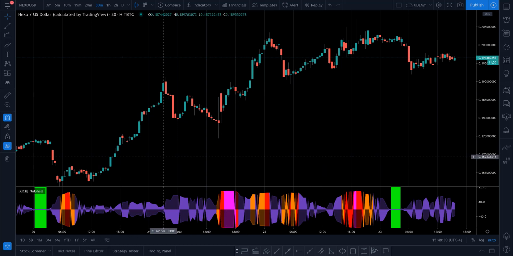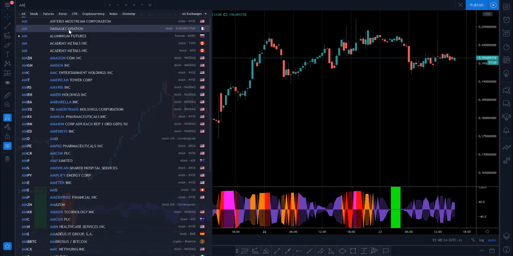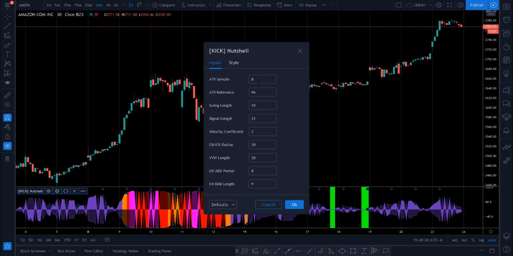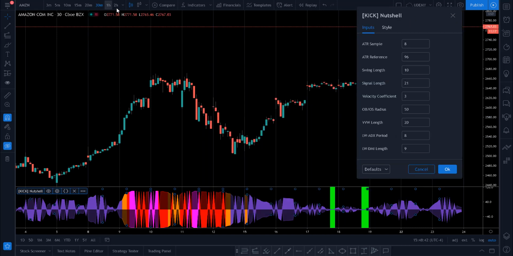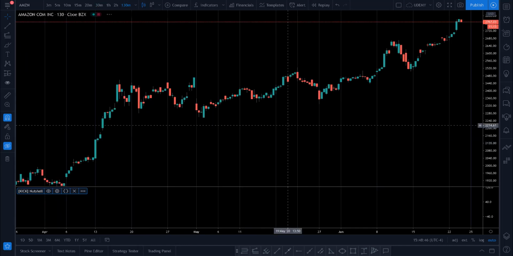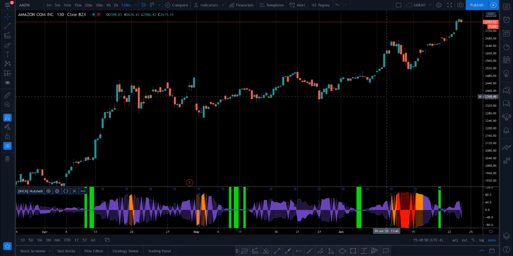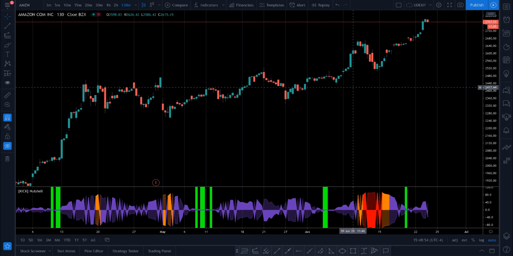Just as a side note, if you're looking at a stock, you may want to change these settings depending on what you're looking at. So if you're using something like 30 minutes or even a 130 minute, which would be 1/3 of the trading day. Is that right? Yeah, 1/3. Then these settings should work just fine.